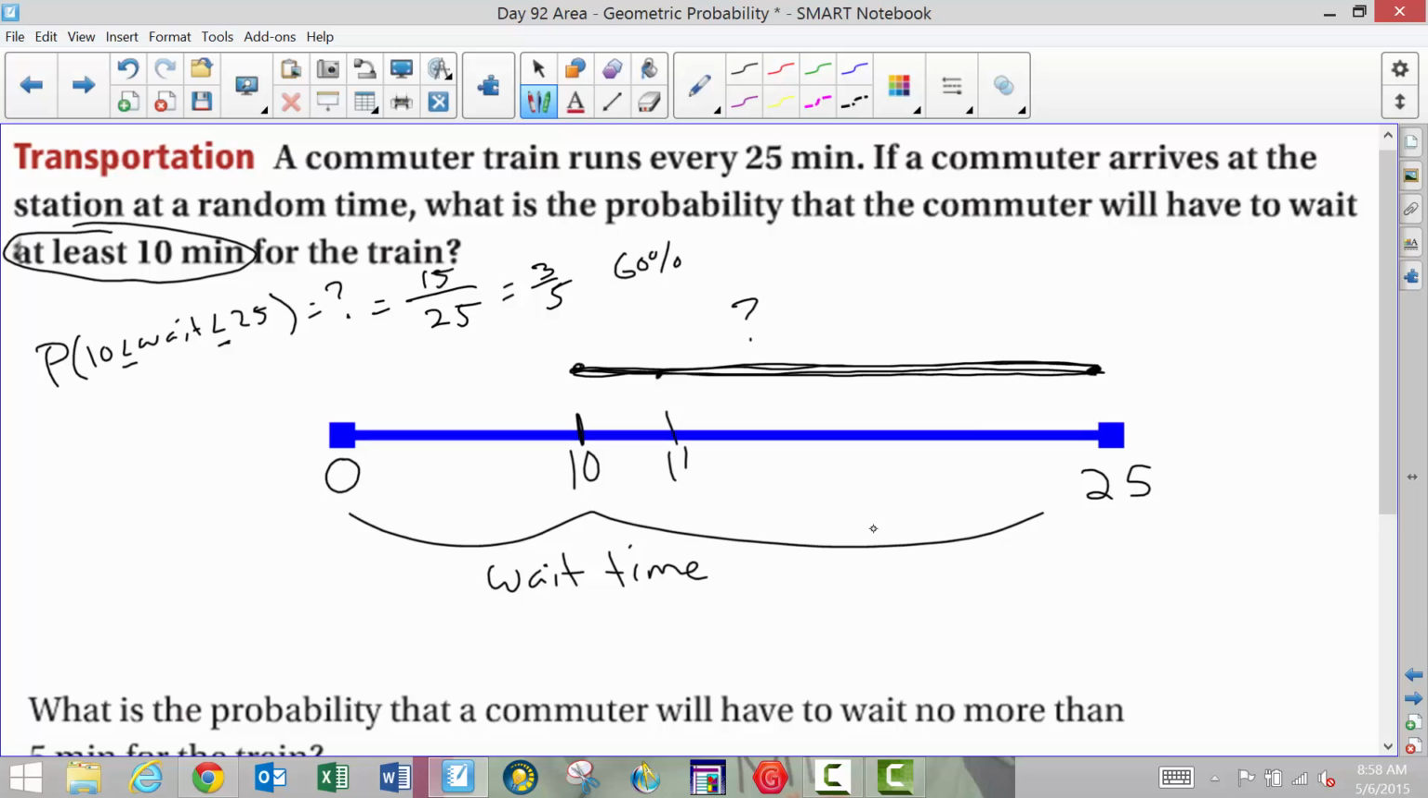So the chance that he waits between 10 and 25, well, the length of the entire segment divided by the denominator, his possible length of waiting, is 15. So 3/5, 60%.